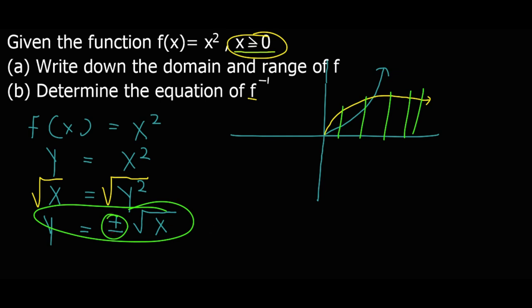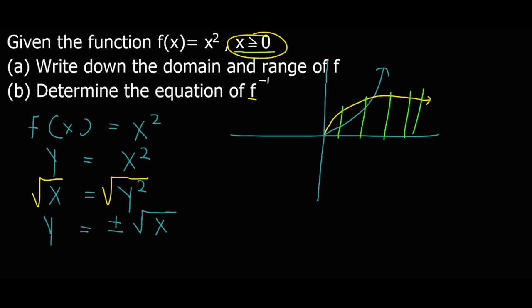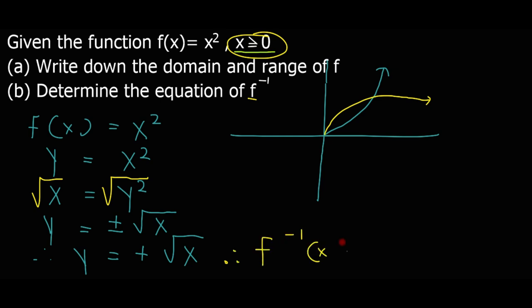In conclusion, here we cannot say plus or minus, because if we say plus or minus, the inverse graph has two sides, where one is on the negative side and the other is on the positive side. But in this case, because it was restricted, when we write, therefore y equal to plus root x. So because this function has an inverse, I can say therefore f inverse of x equals root x. So this is the equation.